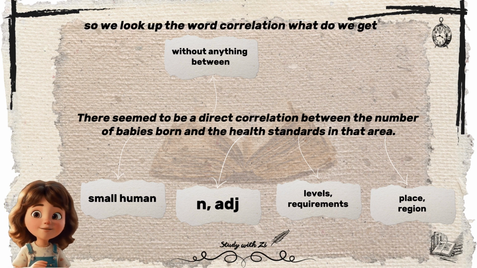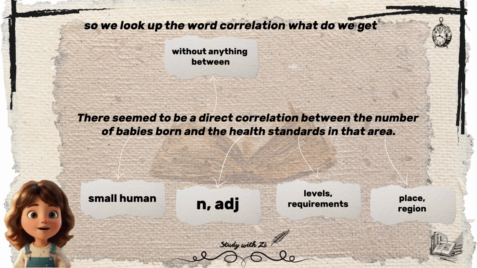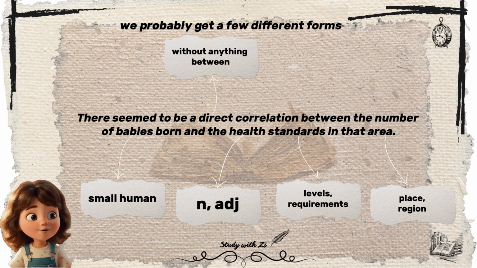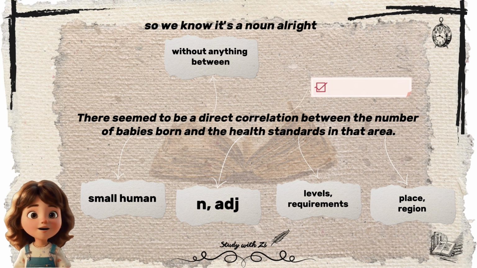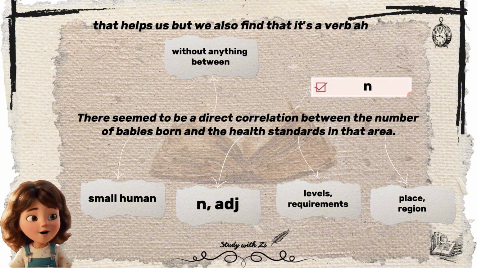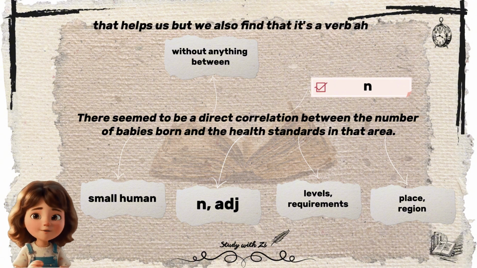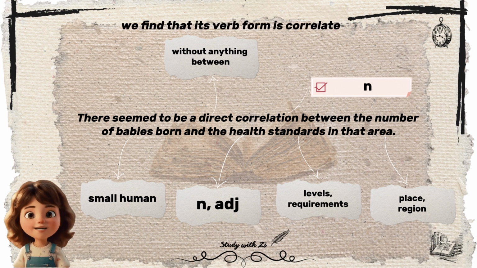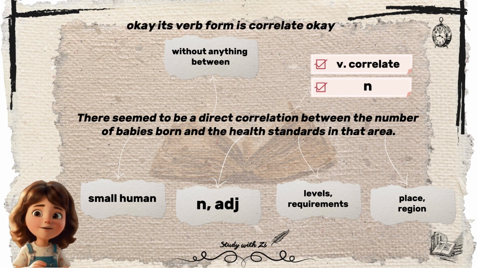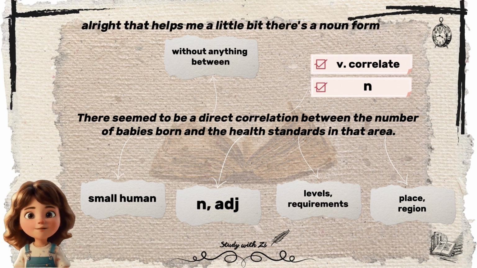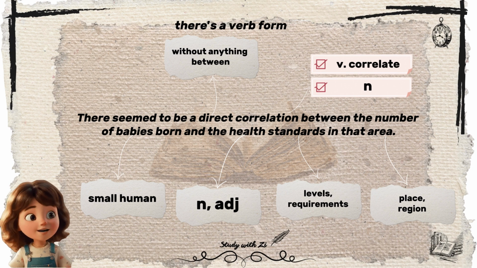So, we look up the word correlation. What do we get? Well, we probably get a few different forms, but we will find correlation is a noun. Okay, so we know it's a noun. All right, great. That helps us. But we also find that it's a verb. We find that its verb form is correlate. Okay, its verb form is correlate. Okay, all right, that helps me a little bit. There's a noun form, there's a verb form.